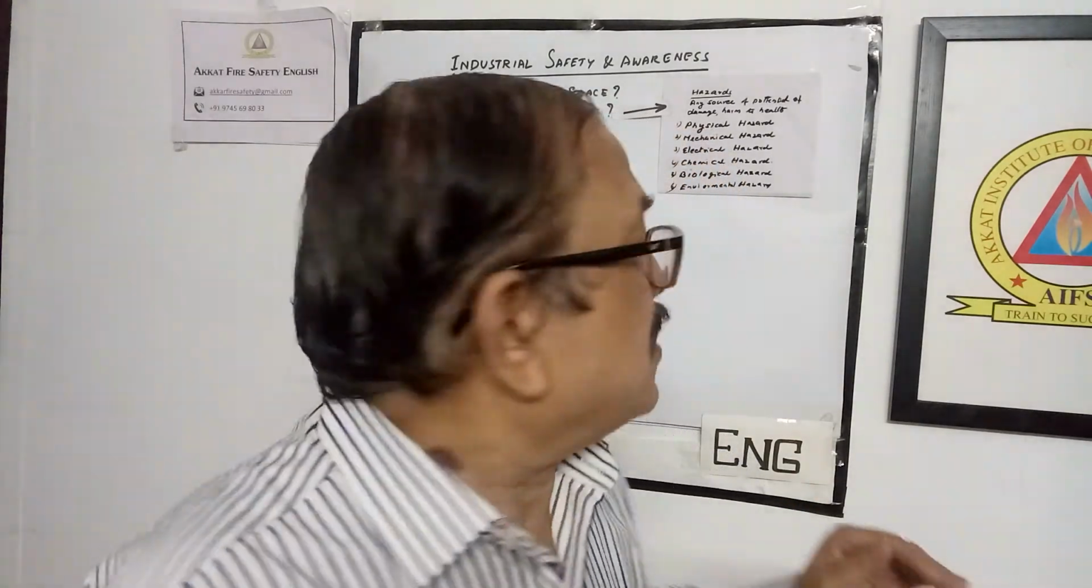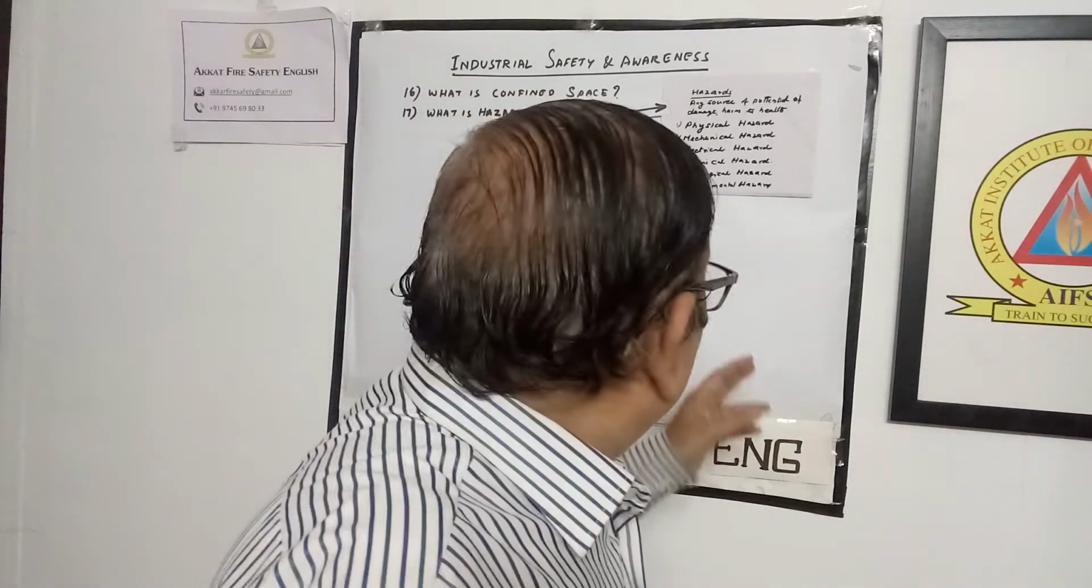There are also organizational and psychological hazards. Suppose people are working with a lot of tension or stress in their jobs. That is a stress or psychological hazard. Whatever hazards we normally find in industry, that is what we have explained: physical hazards, mechanical hazards, electrical hazards, chemical hazards, biological hazards, environmental hazards, then ergonomic hazards and psychological hazards. In this way, so many hazards are there.